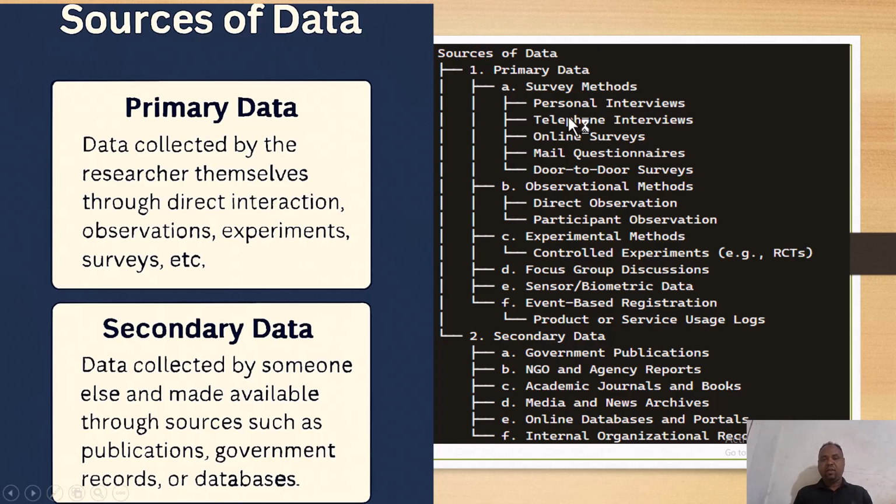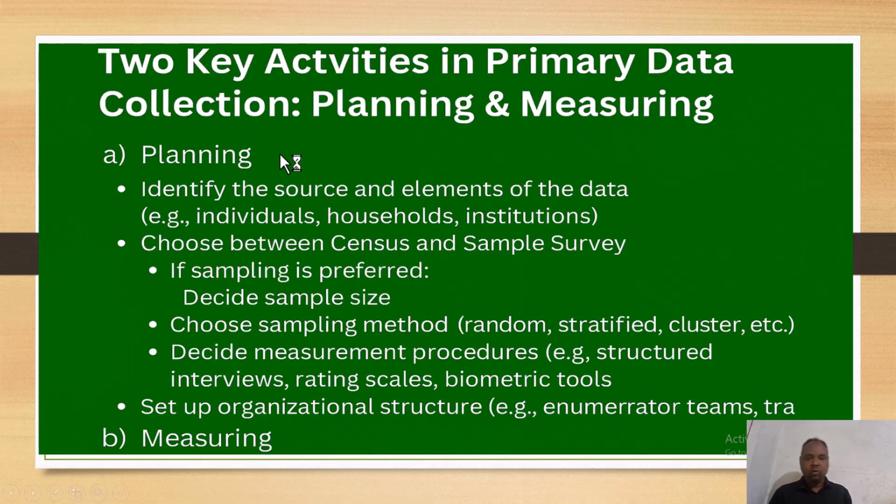Before that, let us see the classes of primary data collection. We have three classes. This classification is made based on convenience. It is not based on their characteristics. So, before getting into the process of primary data collection, it is important to note that there are two key activities to be implemented. These are planning and measuring.